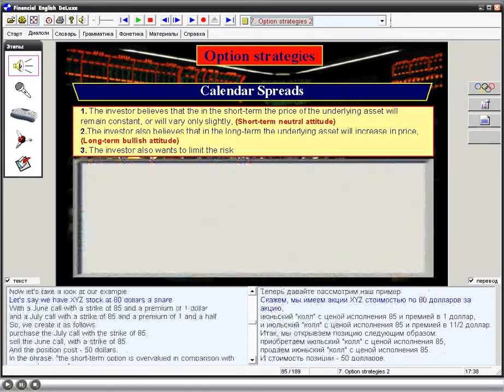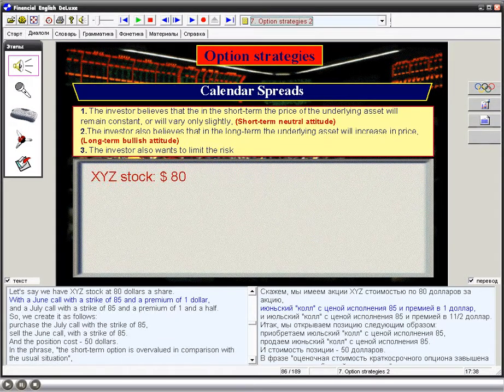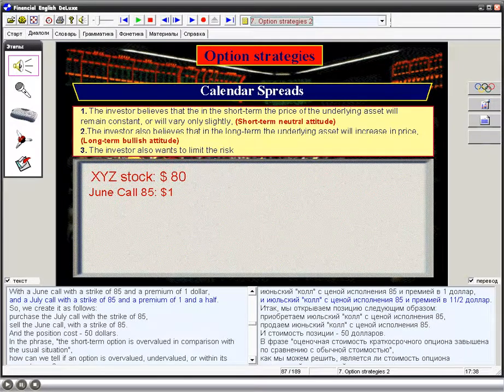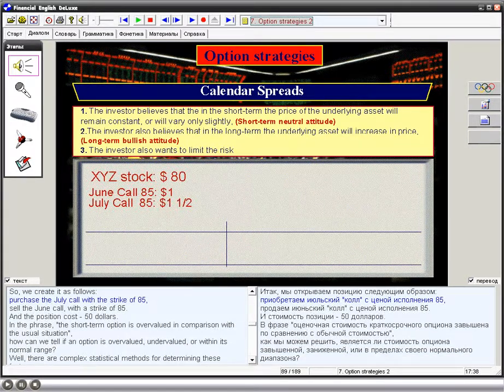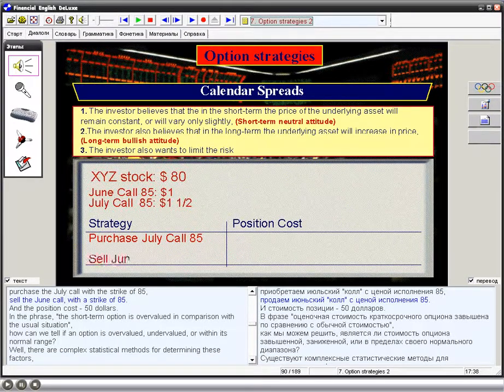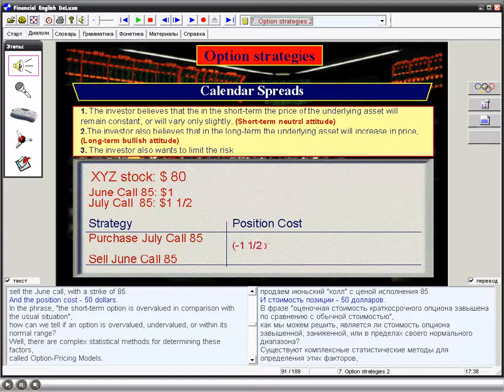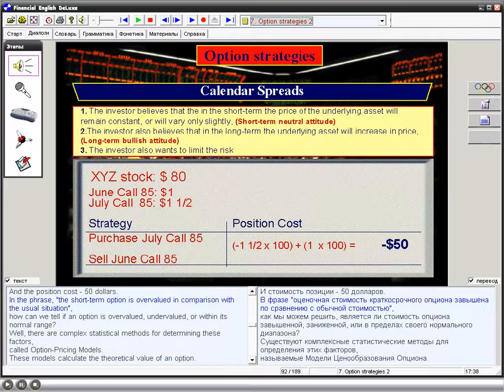Now, let's take a look at our example. Let's say we have XYZ stock at $80 a share. There's a June call with a strike of 85 and a premium of $1, and a July call with a strike of 85 and a premium of 1.5. So we create it as follows. Purchase the July call with a strike of 85, sell the June call with a strike of 85, and the position cost is $50.